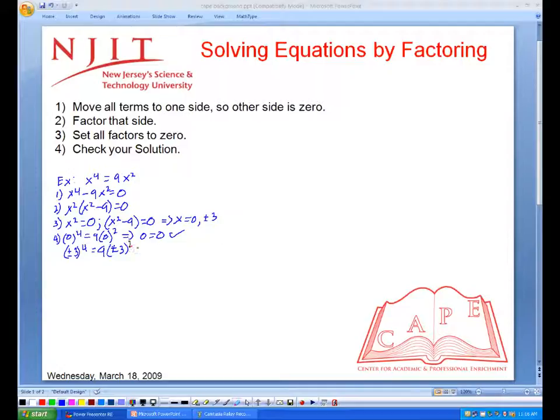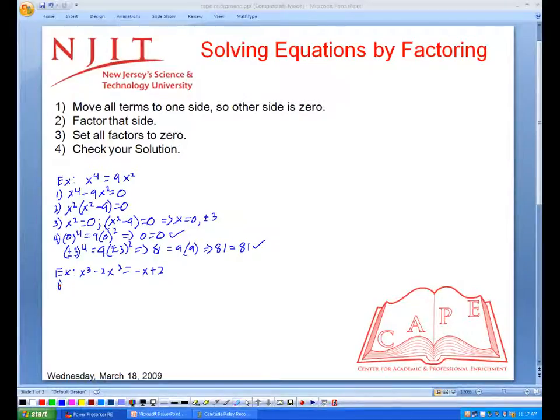And over here, we see that 81 equals 9 times 9, which is 81. So 81 equals 81, and that's correct also. For another example, consider x cubed minus 2x squared equals negative x plus 2.